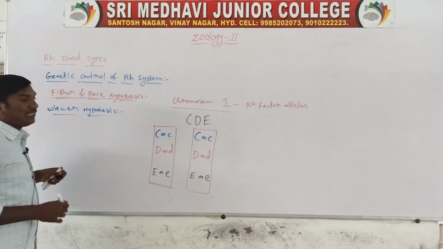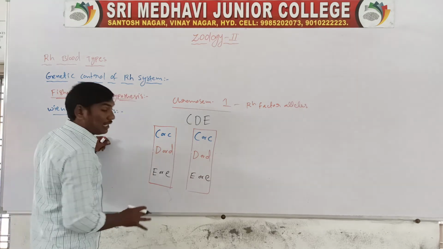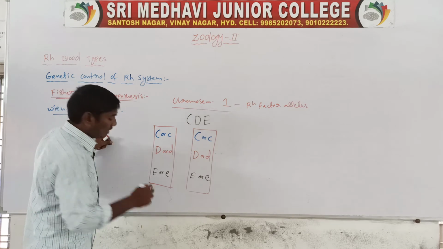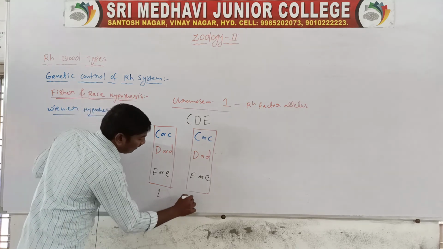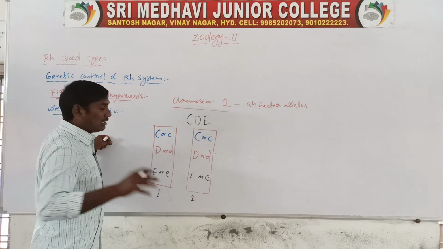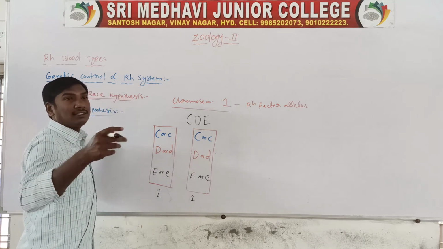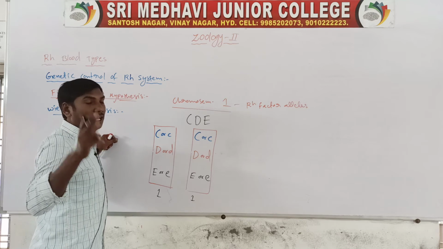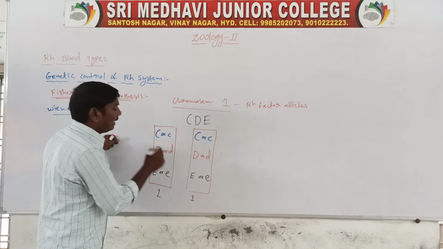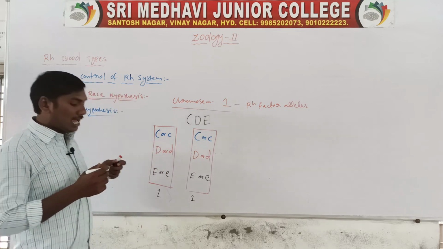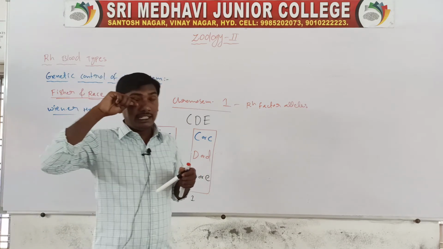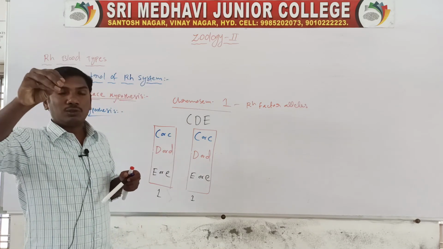So totally 3 alleles. They are on the first pair of the chromosomes. First pair of the chromosomes means first chromosome and first chromosome. Totally there are 23 pairs, and the first pair of the chromosomes contain the Rh factor alleles. The alleles are of 3 types: C, D and E. They contain C, D, E alleles on chromosome number 1.